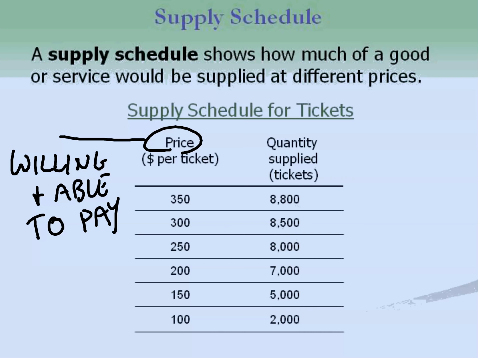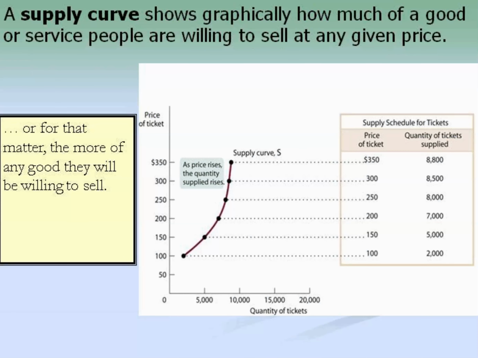Think of suppliers as businesses, as sellers, people that are selling products or services. And if there is a higher price being offered for that ticket, more tickets are going to be sold. More tickets are going to be supplied to be sold in addition. And then if the price falls, there are going to be fewer sellers, because there's no incentive to sell at $100 like there is an incentive to sell at $350. And that makes a big difference. So if you plot this, then it creates an upward sloping supply schedule.